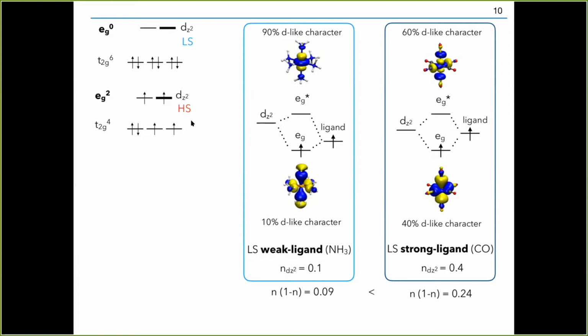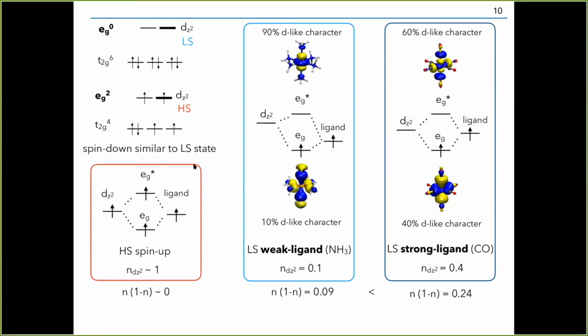Well, now if we analyze the situation in the high spin state, we can analyze firstly the spin down channel, then the spin up channel. So for the spin down channel, the dz2 orbital is unoccupied, and the situation is similar to that just discussed for the case of the low spin state.